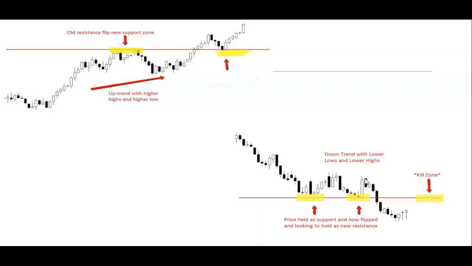Then shortly after it bought for a bit, it sold again to this zone, but this time this zone was violated. This zone could not hold price, so it broke this zone and went into a sell. Now what are we going to be looking out for now that this zone has been broken? The zone 7 as support has been broken. So we are going to wait for price to come back into this zone and see if it's going to get rejected.